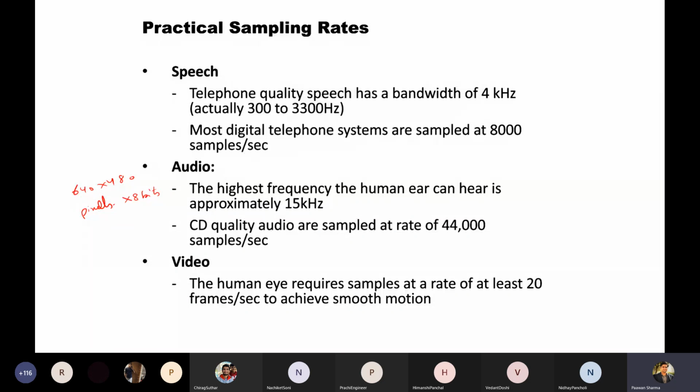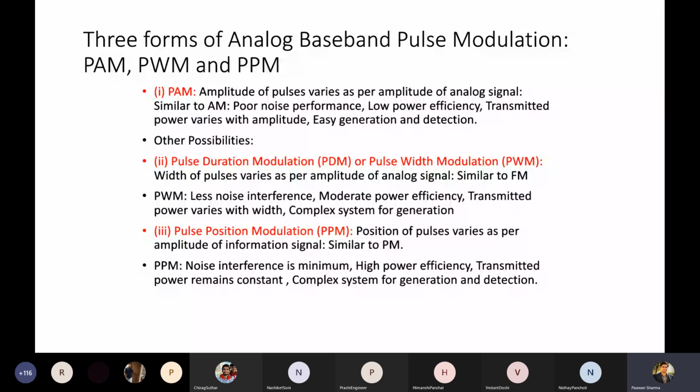Then three forms of analog baseband pulse modulation we have seen: pulse amplitude modulation, pulse width modulation, and pulse position modulation. So in PAM, you have amplitude of pulses. They are varying with respect to your actual signal. Pulse width modulation, where the width of the pulses vary as per the amplitude of the analog signal. Pulse position modulation, position of pulses varies as your amplitude of information signal.